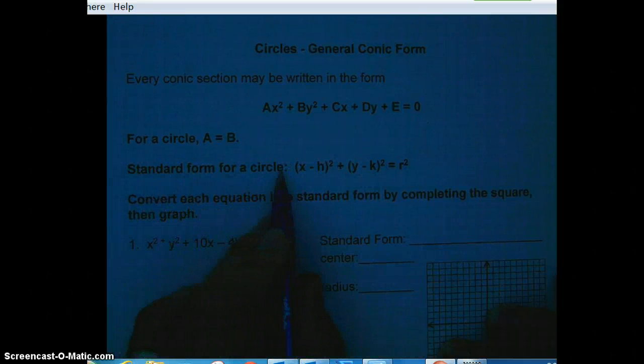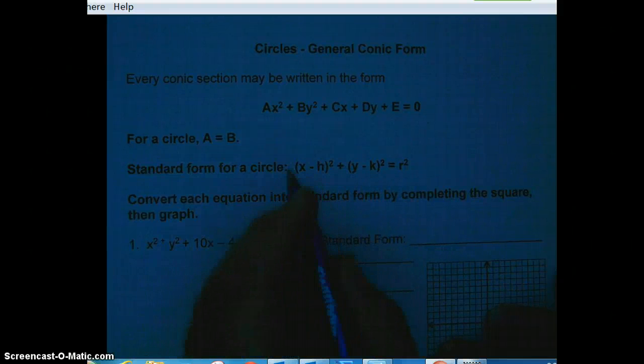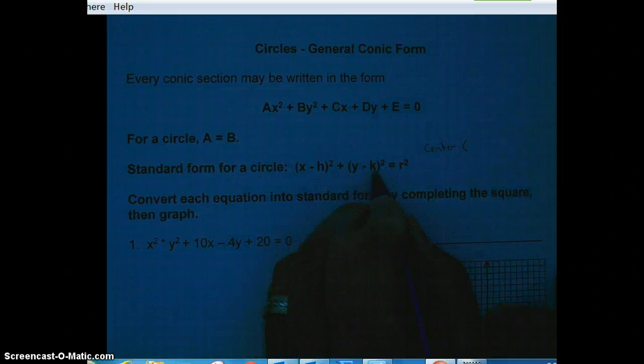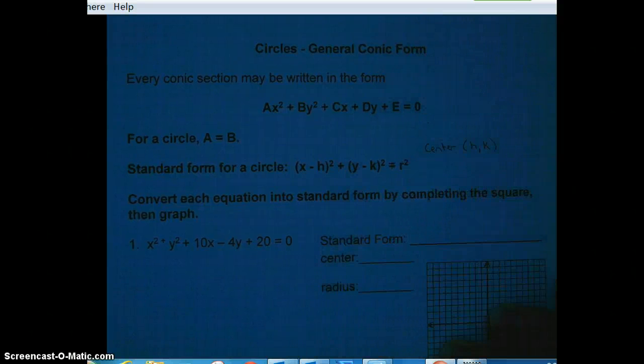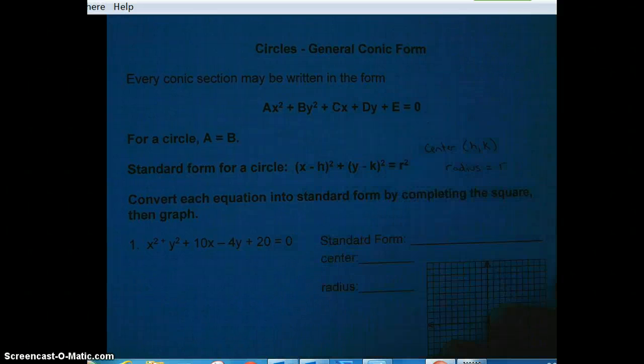Standard form for a circle is this. In this form, we are given the center of the circle, which is (h, k), and then we're given the radius of the circle. The radius is equal to r.